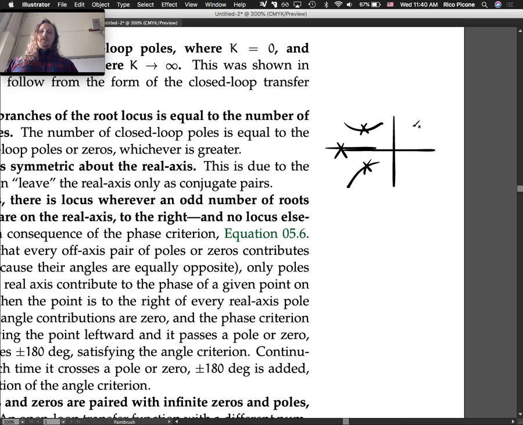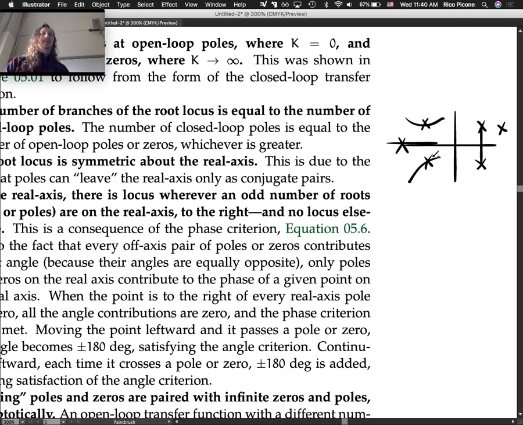So whenever you have one that's up here, you have to have one that is symmetric with it about the real axis. Okay, so that has to be true. So if you end up with a root locus where you've got a closed loop pole right here, but you didn't have one that's down here, problem. Something went wrong somewhere.